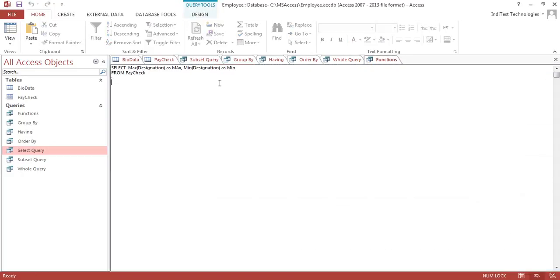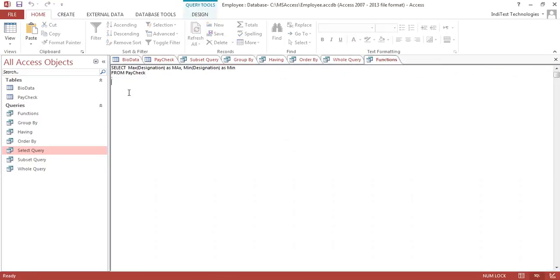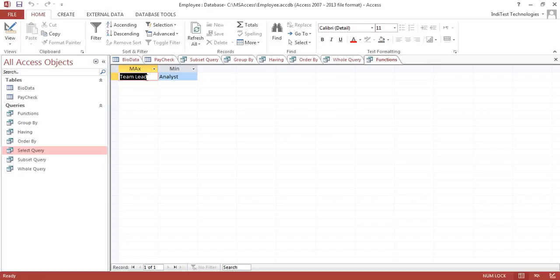So right now I have the max and the minimum functions prepared to be applied on designation. And if you would have noticed, right now we have the designation which would appear at the foremost beginning in a dictionary is the analyst. The one which would appear at the end is team lead. So let's try to run this and see if it matches our assumption. So there you go. We have the results. The max of designation is team lead.